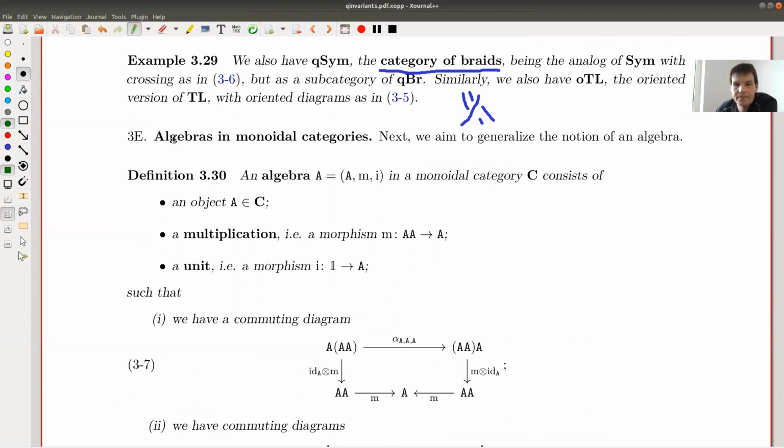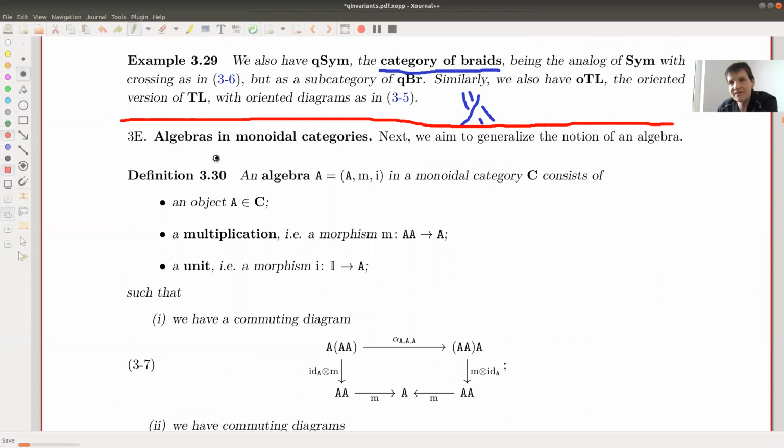Okay, but now comes a slight cut here. I want to discuss something different, which is still diagrammatic in nature, so don't worry, but it's slightly different from what we've seen before. I want to tell you what algebras in monoidal categories are. And this should generalize the notion of an algebra. Okay, that's exactly the point. I want to generalize the notion of an algebra.